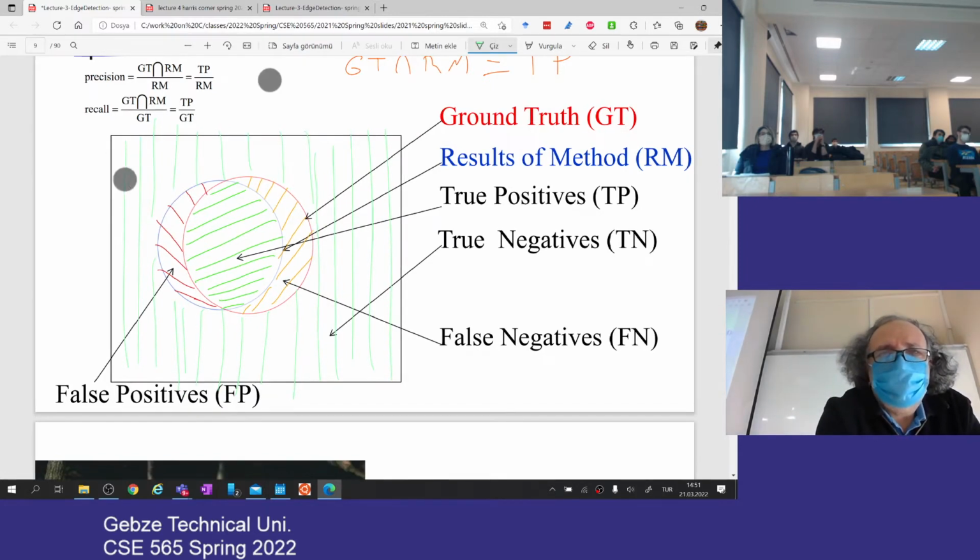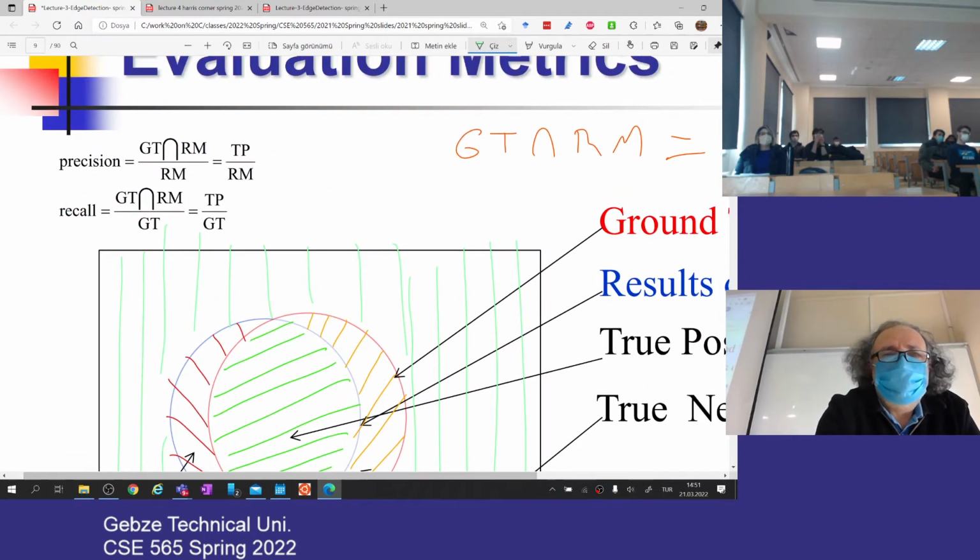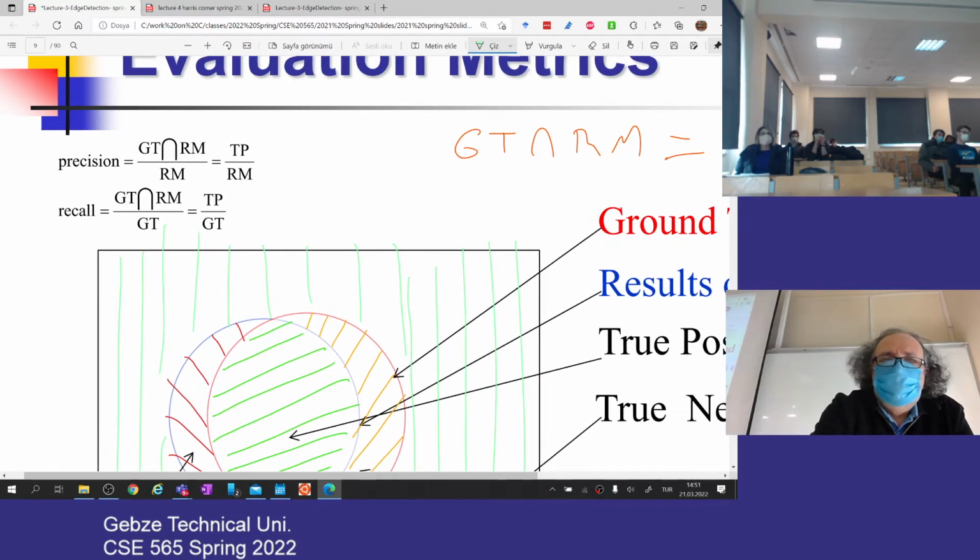And I define two metrics here. One is precision, the other one is recall. Precision is true positives over results of our method.